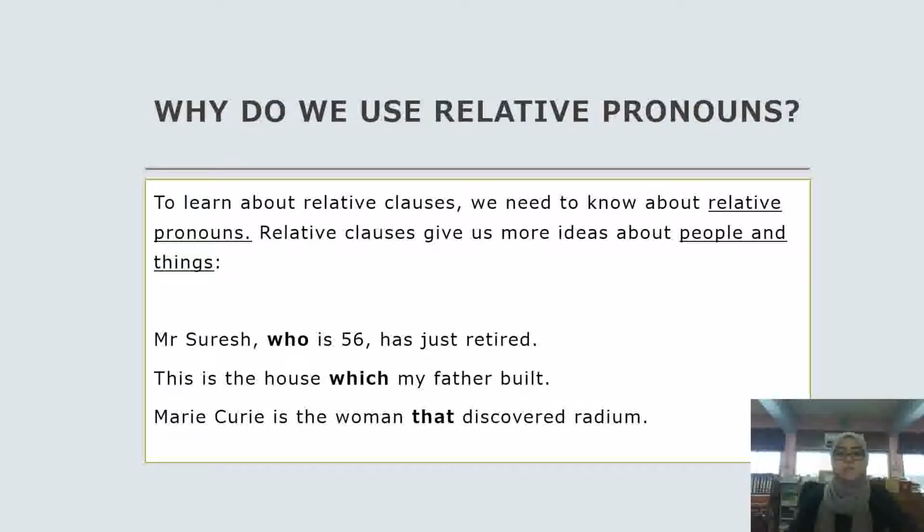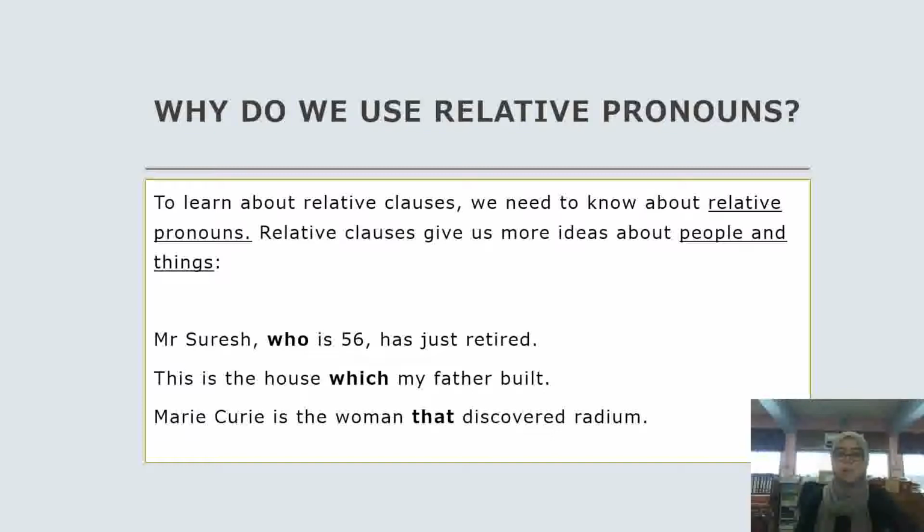Let us look at examples of sentences with relative pronouns. The first one: Mr. Suresh, who is 56, has just retired. Here, the word who is the relative pronoun, referring to Mr. Suresh. Number two: this is the house which my father built. The word which here is referring to the word house, because which is for things.